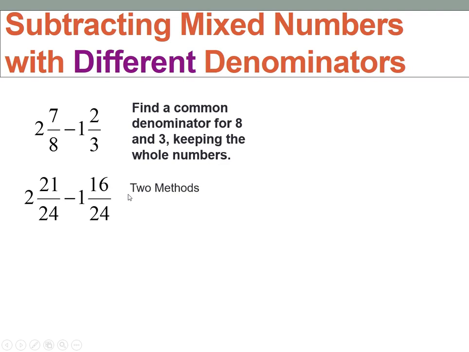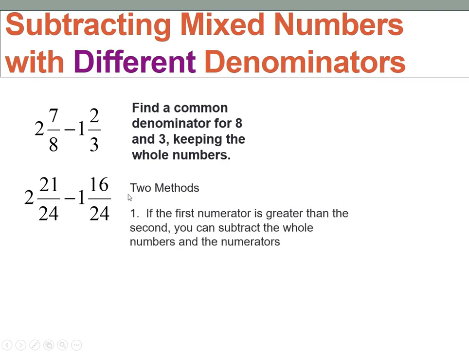Now, I'm going to give you two methods. There's a method that's easier if the first numerator is greater than the second numerator. If that's the case, then subtract the whole numbers and then subtract the numerators. So in this case, I could subtract 2 minus 1, and I get 1. And I can subtract 21 minus 16, and I get 5. And I'm going to keep that denominator. So I have 1 and 5/24. So you see I subtracted my whole numbers, and I subtracted my numerators, and I kept the denominator the same.